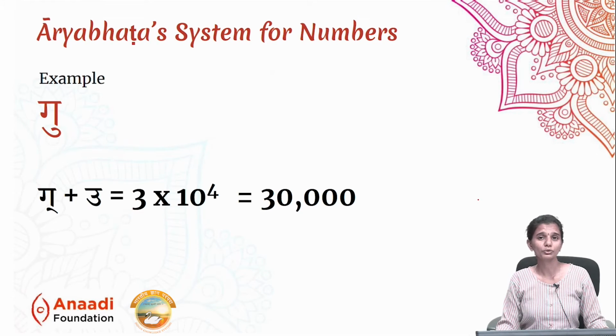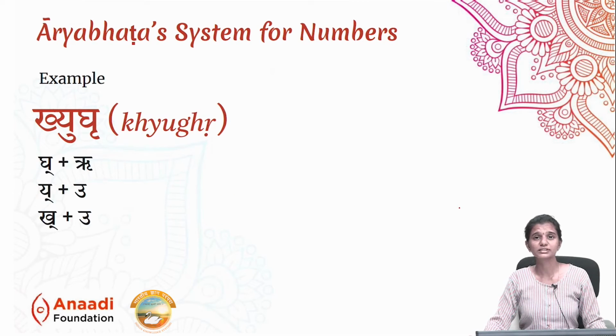Now that we saw how to decode the value for a letter using the Aryabhata system, we will see how to decode a word. This is a word given by Aryabhata himself in his verse. The word is kyughr. First, let us split the letters. The last letter is ghr. When we split it, it is gh plus r. Then we have u. It's e plus u.